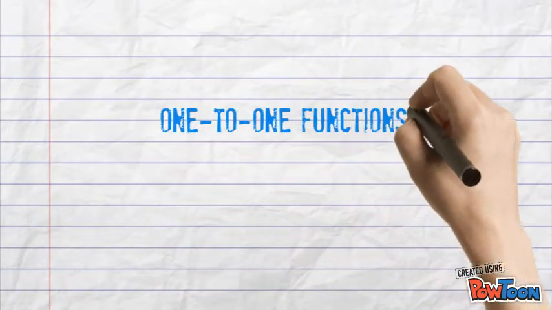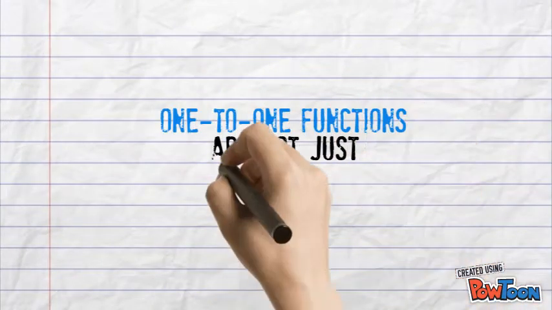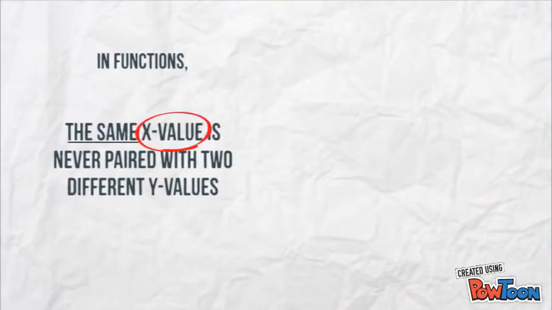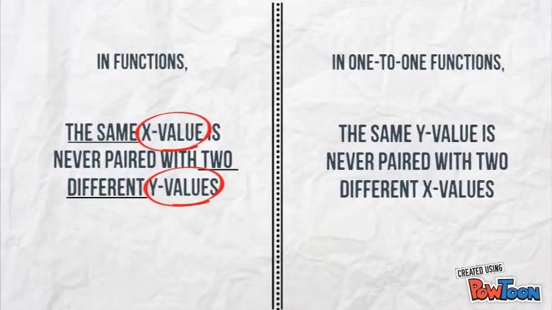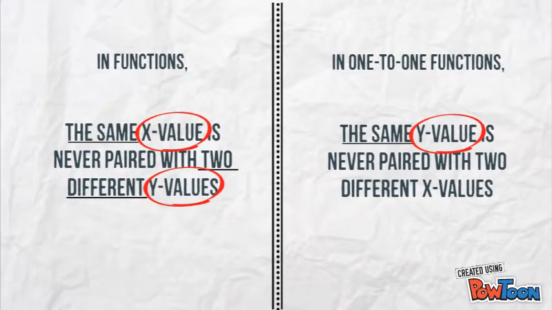Take note, one-to-one functions are not to be confused with functions. In functions, the same x value is never paired with two different y values. Whereas, as we said earlier, in one-to-one functions, the same y value is never paired with two different x values.